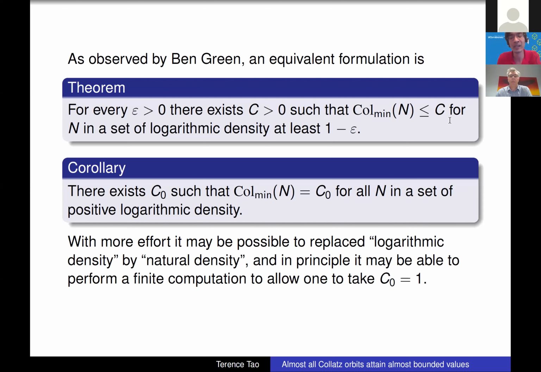That would imply that a positive fraction of numbers will get sent to 1. Unfortunately, the c that comes out of this argument is probably huge. As we saw, we can only verify this conjecture up to 10 to the 20, and I'm sure the c gets much bigger than that. But in principle, you could do this by finite computation.